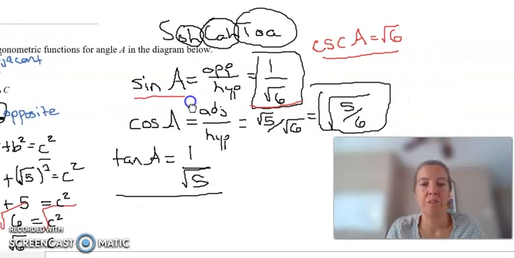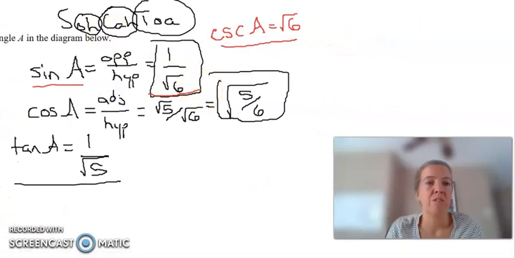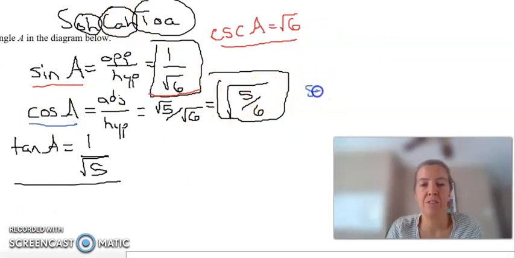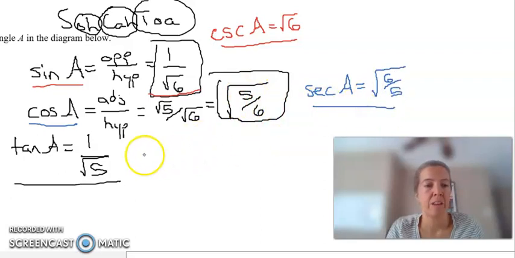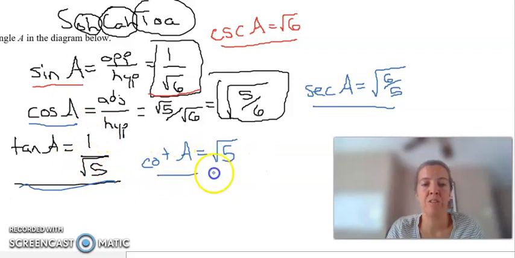Let me give myself a little more room here. The reciprocal of the cosine function is the secant function. So secant of a, if we just flip this over, is square root of 6 over 5. And the reciprocal of the tangent function is the cotangent function. So again, we flip this over, square root of 5 over 1, so let's just write square root of 5. And there you go. I know it's a bit messy, but we've got the values for all 6 trig functions.